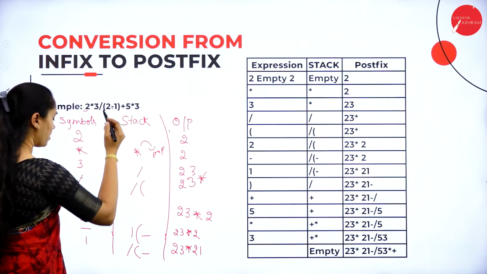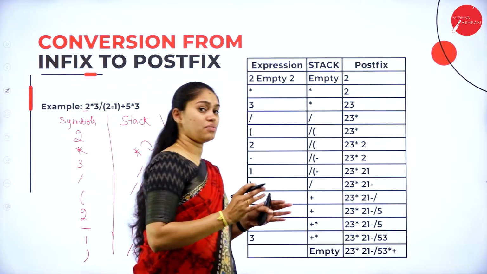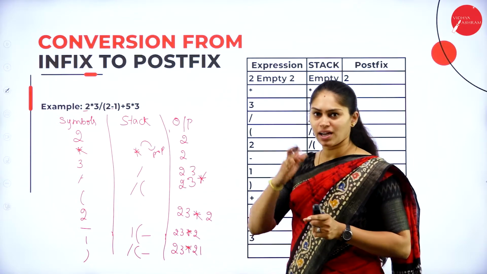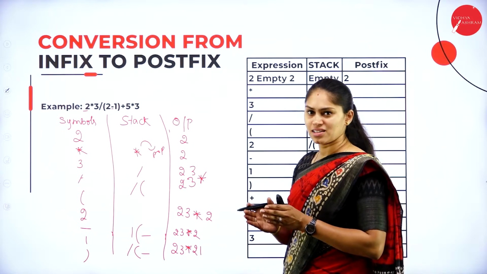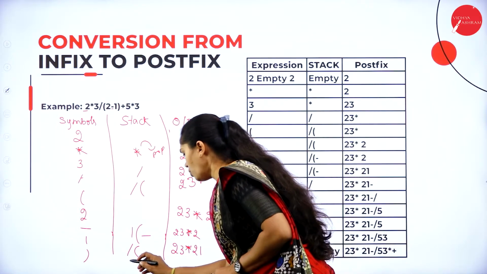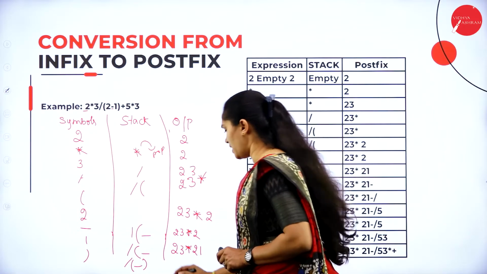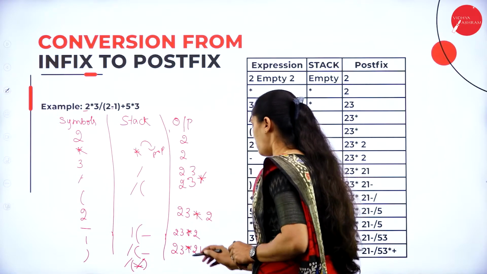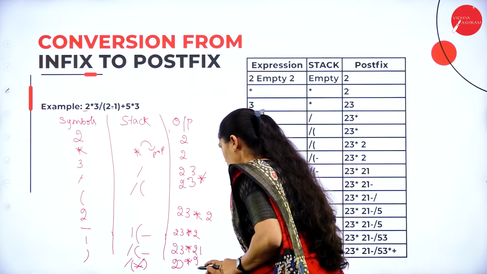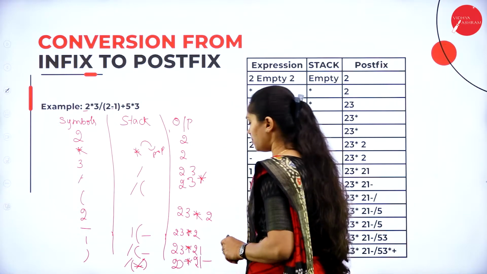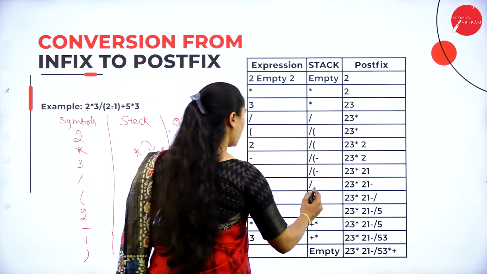After that, I have a closing parenthesis. When I find a closing parenthesis, whatever symbols are present within that opening and closing parenthesis should be popped out, and the opening and closing parentheses should be discarded. So now how will it be? Divide, opening parenthesis, minus, then closing parenthesis. Then this minus needs to be popped out. Then how will it look? 2, 3 into 2, 1, and I have a minus here. So in the stack now we have only division that you can see here.